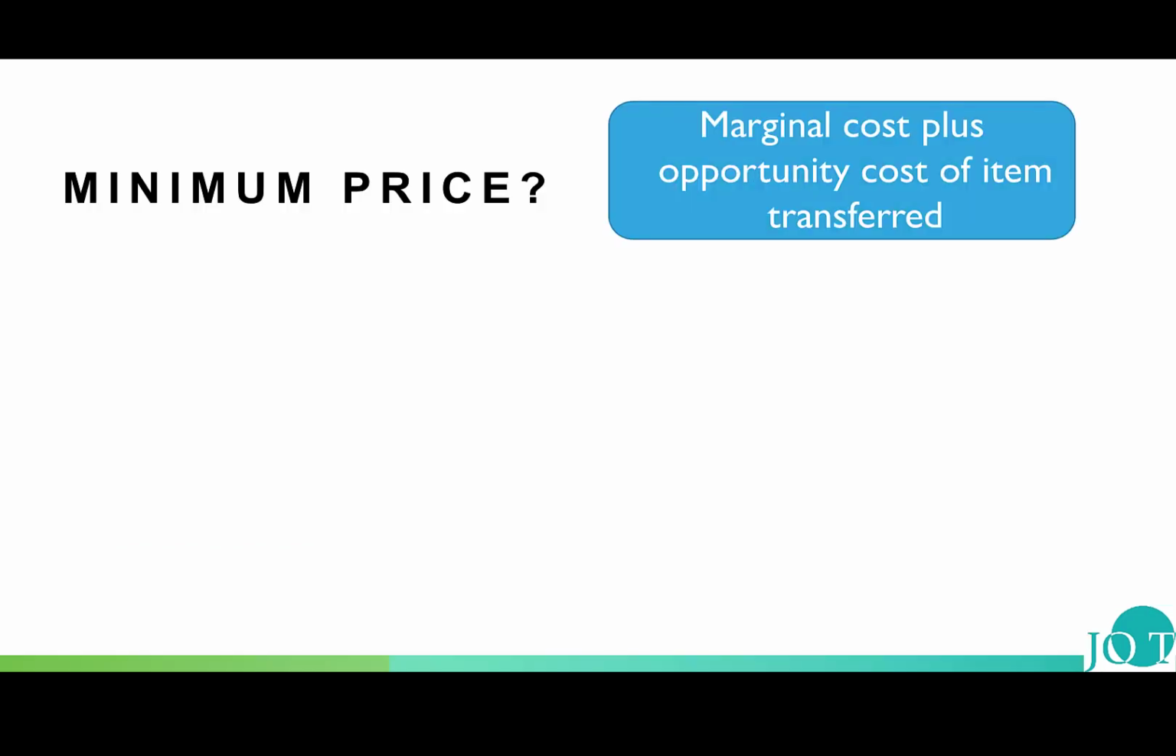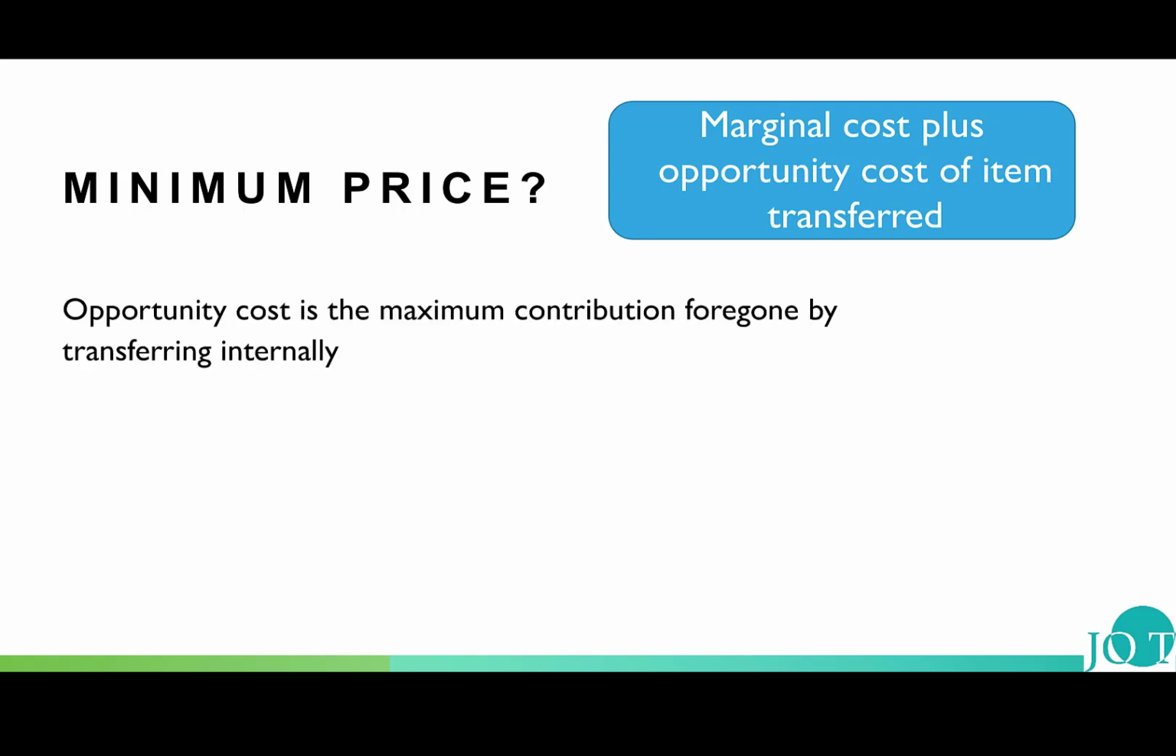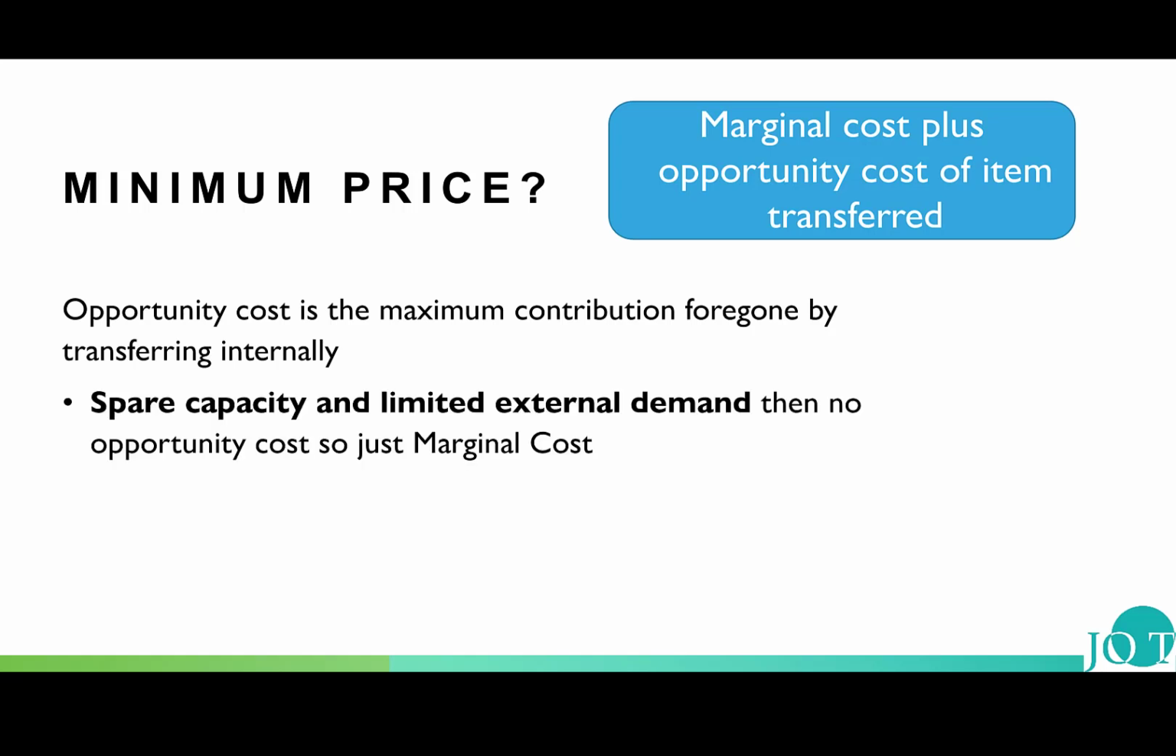The maximum paid by the buyer will be the external market price always. So the minimum price, let's look at this in a bit more detail. It's the marginal cost, variable cost basically, plus the opportunity cost of an item transferred. Now the opportunity cost is the maximum contribution foregone by transferring internally. So if you've got spare capacity and limited external demand, then there's no opportunity cost. So it's just the marginal cost.